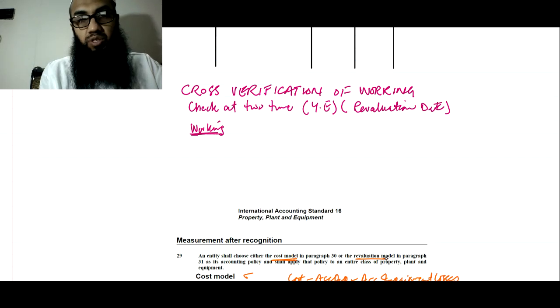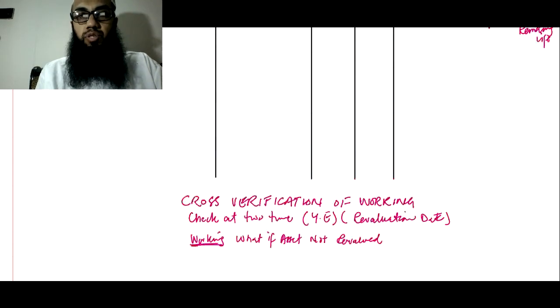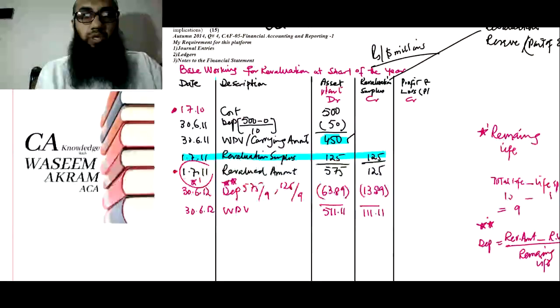You have to see what if the asset was not revalued. What would be the WDV if the asset was not revalued? So check it out. On 1st July, 10, 500 was purchased.